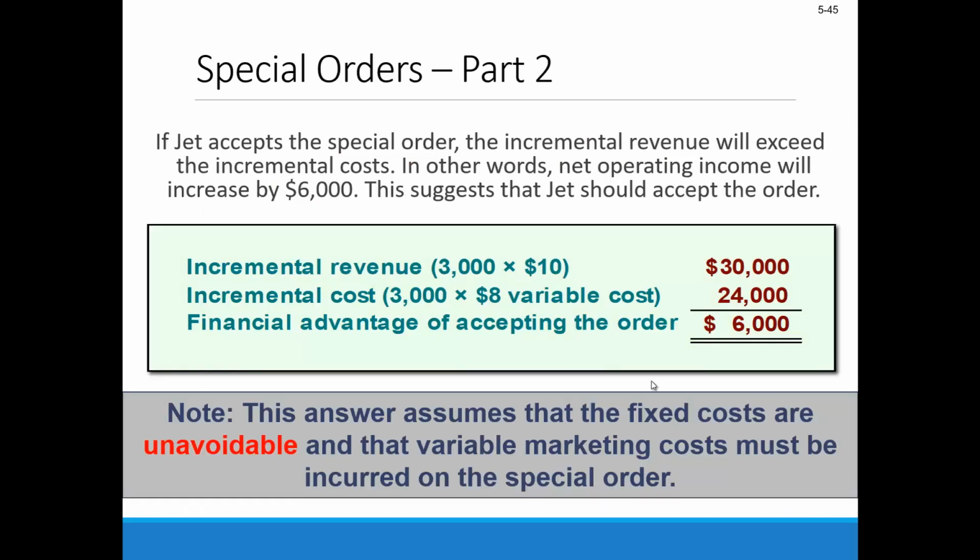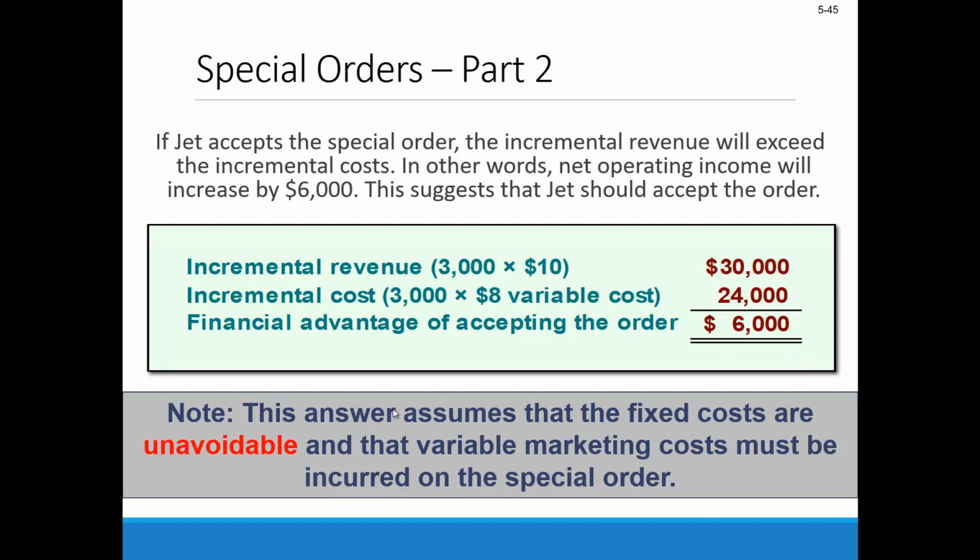If Jet accepts a special order, the incremental revenue in this case will exceed incremental costs, and net income will increase by $6,000. So let's make sure we can derive that in just a couple of short steps. The incremental revenue from selling 3,000 additional units to the wholesaler at $10 per unit is $30,000. The incremental cost is 3,000 units times that $8 variable cost of production, for a total of $24,000. And so we'd say the financial advantage of accepting the order is the difference between those two, or $6,000.